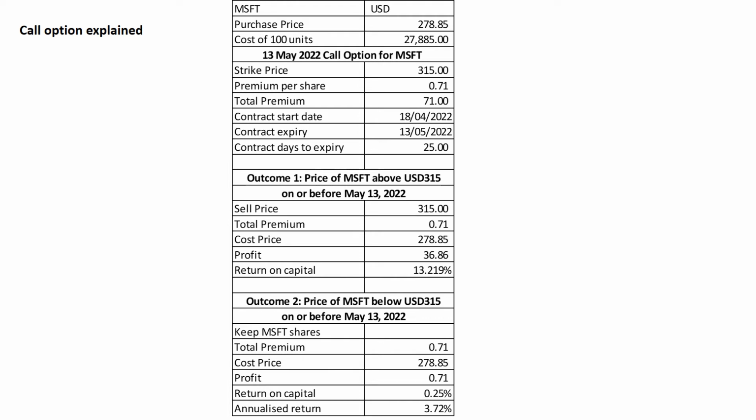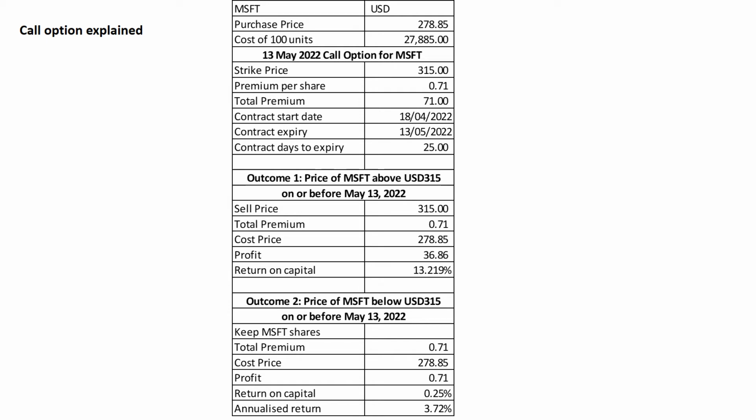2022 for Microsoft at $315. And for selling that call option, you've received 71 cents per share, which means that your total premium is $71. The time or number of days for the contract is 25 days.